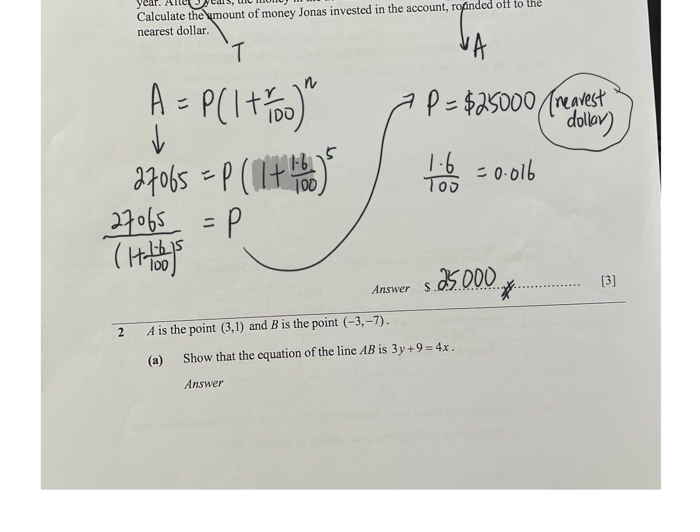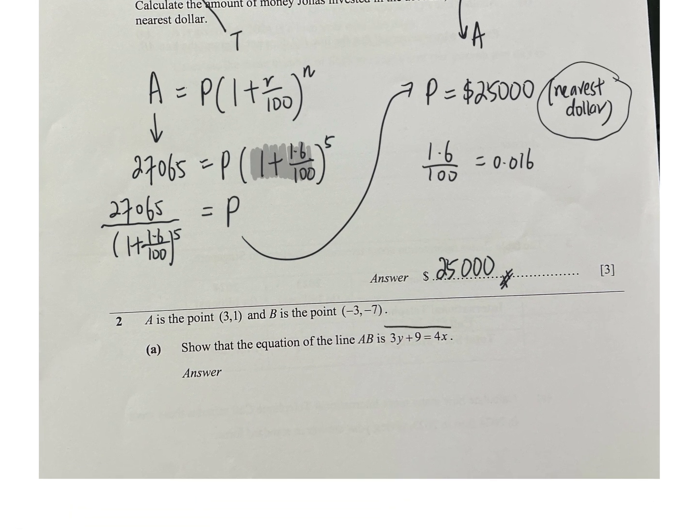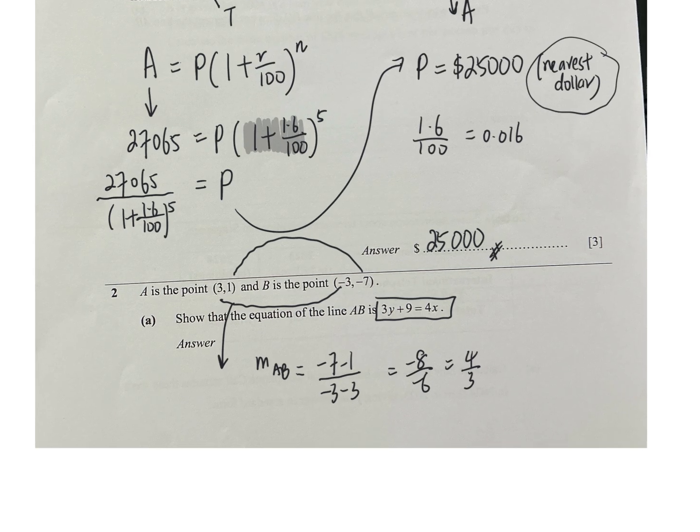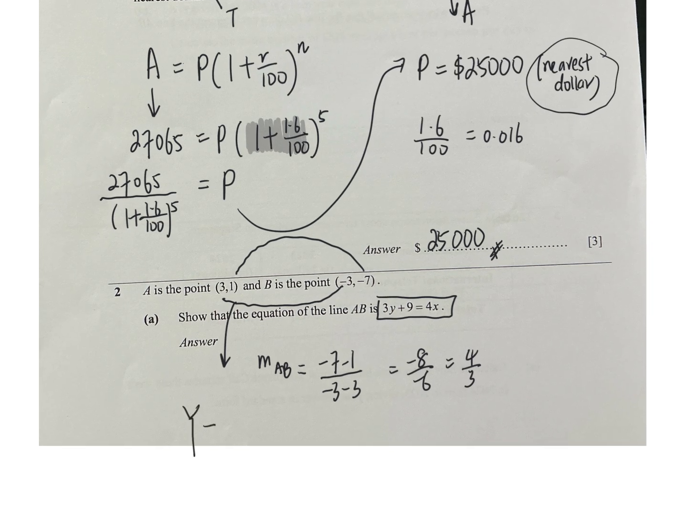Part 2. They want you to show that the equation eventually looks like this. First thing first, you find the gradient. Gradient is y2 minus y1 over x2 minus x1. So you get minus 8 divided by minus 6, so that's 4 over 3. Then you use the formula big Y minus small y equals gradient times big X minus small x. Gradient is 1 mark here. Using the formula is 1 mark.